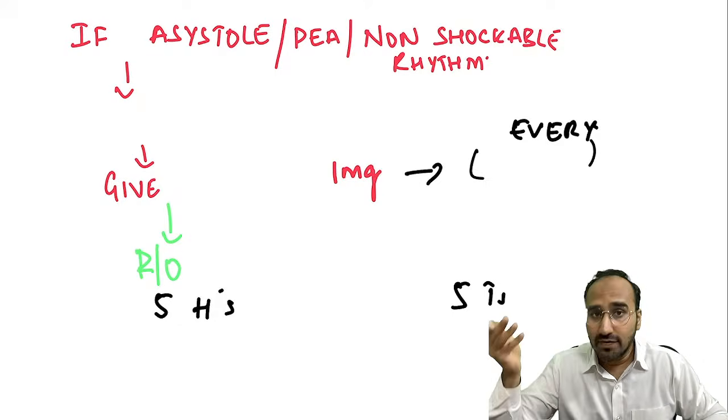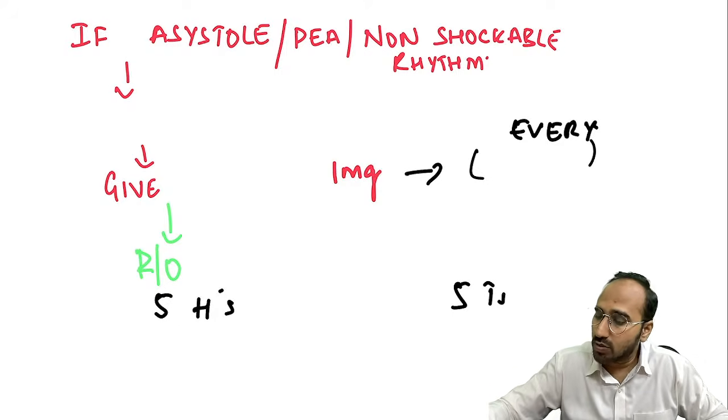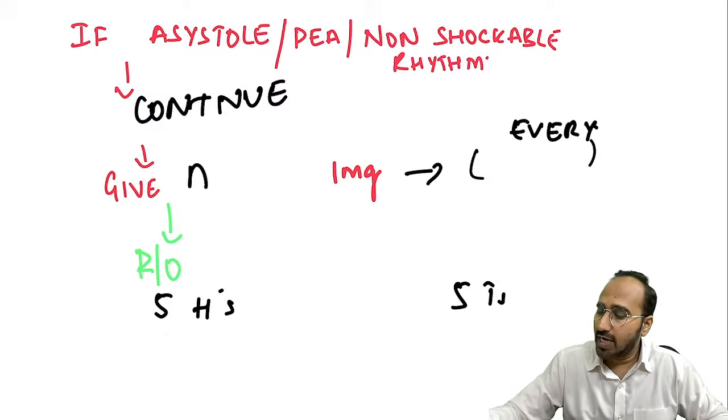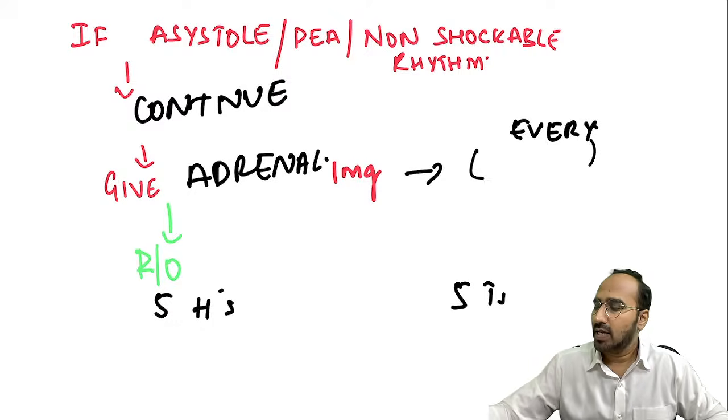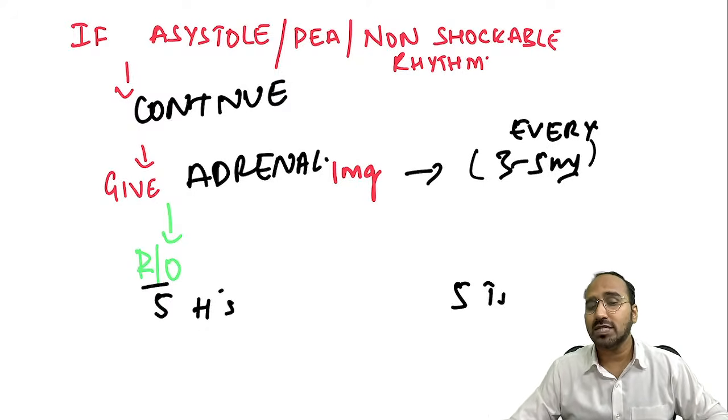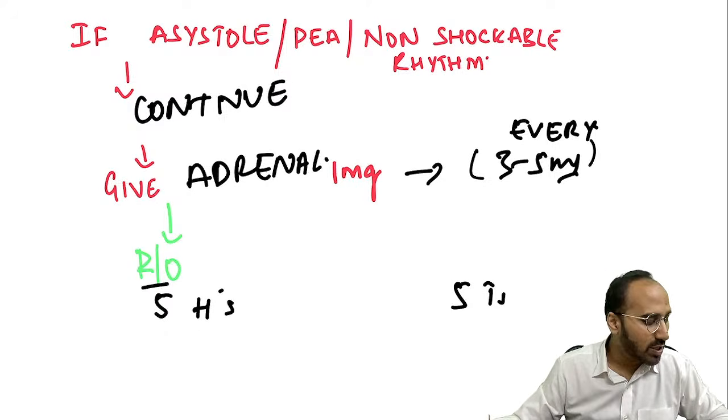What you need to do? If the patient is in asystole, you need to continue CPR. You need to continue CPR. And you need to give adrenaline 1 mg as soon as possible, and it has to be repeated every 3 to 5 minutes. Okay? And then you have to rule out the 5 reversible causes of cardiac arrest. What are the 5 reversible causes of cardiac arrest, guys?